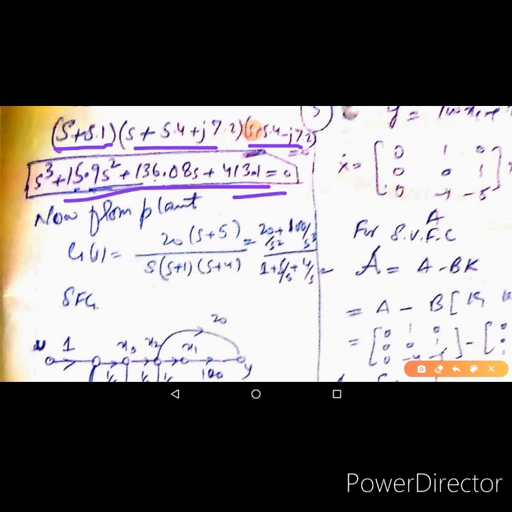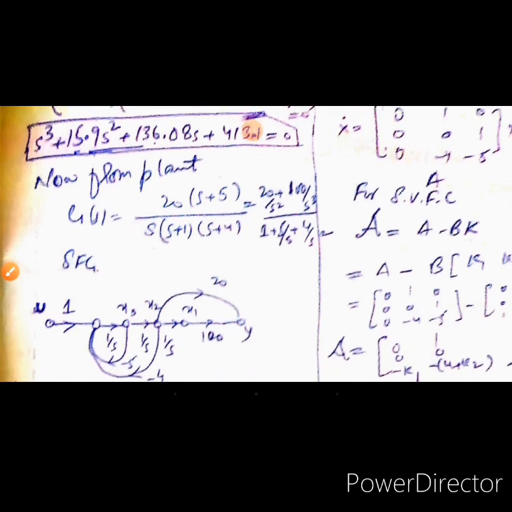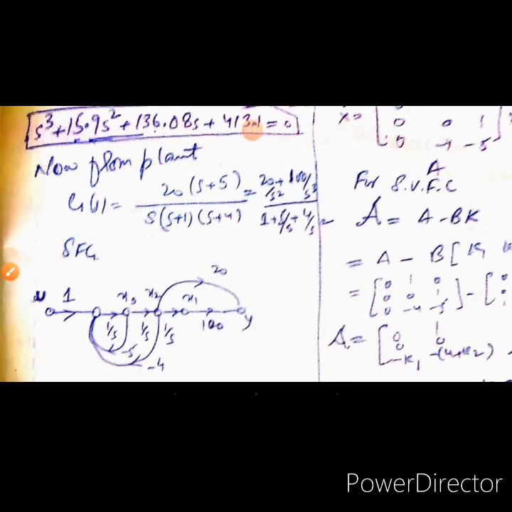Now let's focus on the plant. What we want to do next is that we have the plant transfer function. Our strategy would be, we will first of all make the simulation diagram in the form of a signal flow graph, and from the simulation diagram we will make the state variable model.